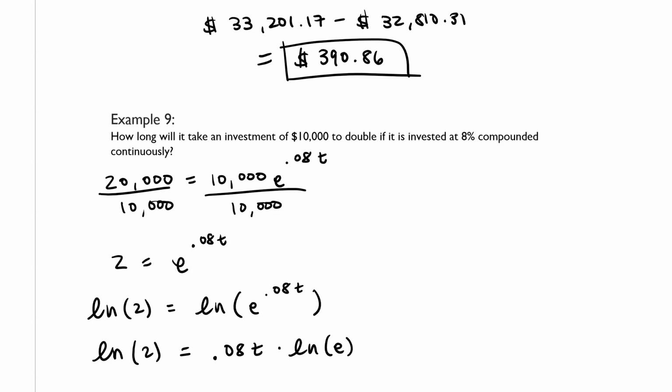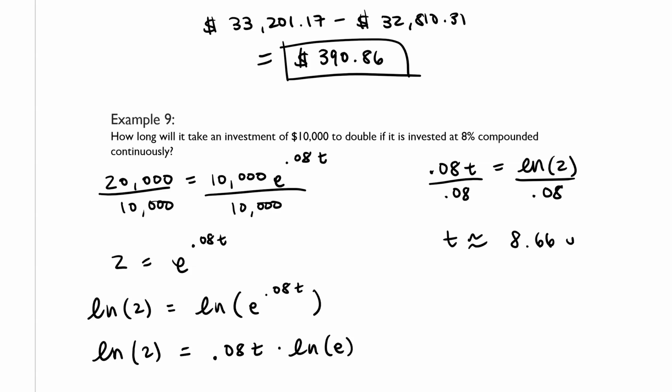like that. Now, hopefully you remember from the last unit that the natural log of e is just 1. If you don't recall that, think about it for a minute as to why that is. And I'm trying to solve for t, so I'm going to divide this equation on both sides by 0.08. So we get that t is approximately, if you throw that into your calculator, about 8.66 years. So that is how long it will take for our investment to double.